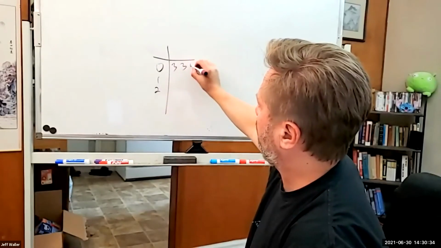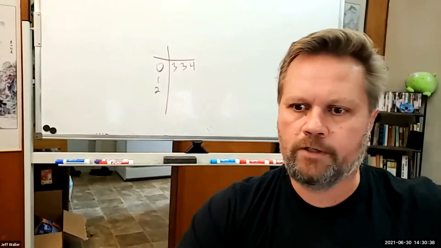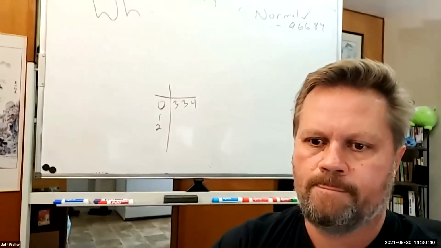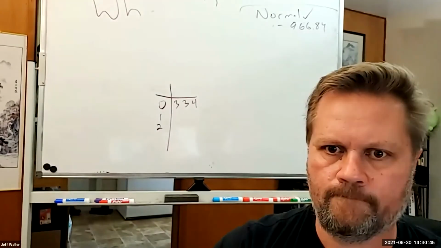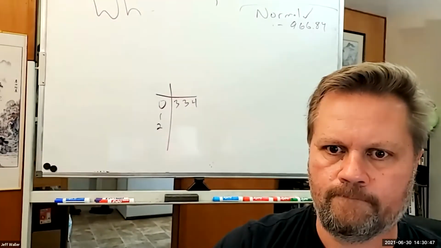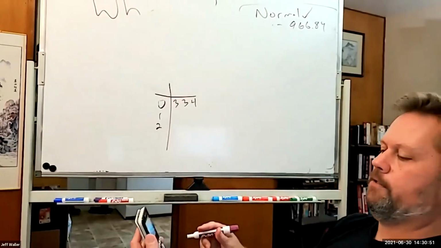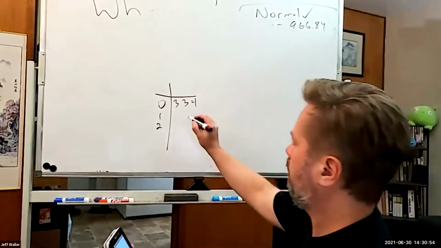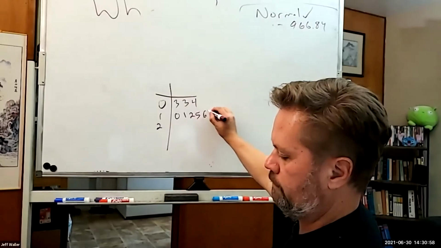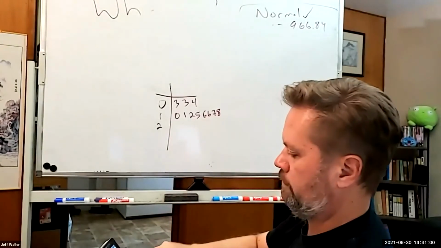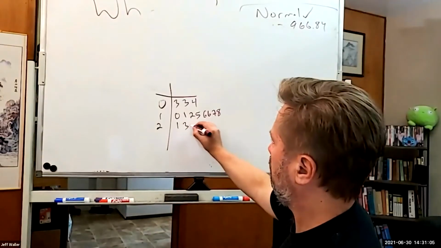So then this will be the ones: 3, 3, 3, 4. Can you guys see that all right? 0, 1, 2, 5. Six. So then we get 0, 1, 2, 3, 7, 8, 2, 1, 2, 3, 2, 5. Good.